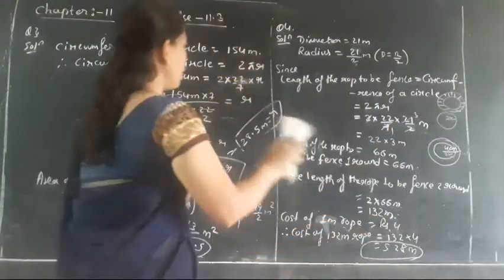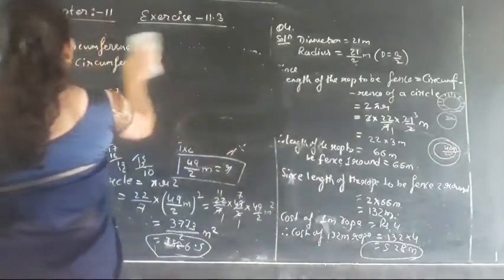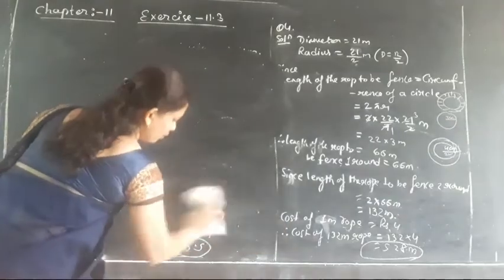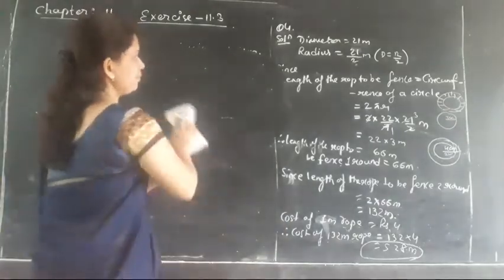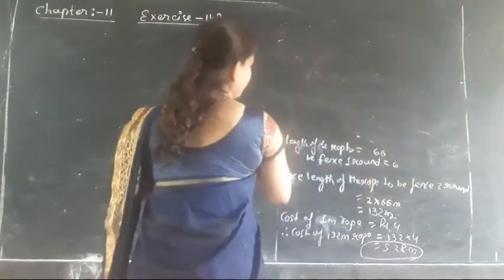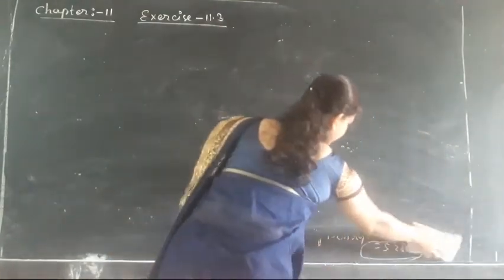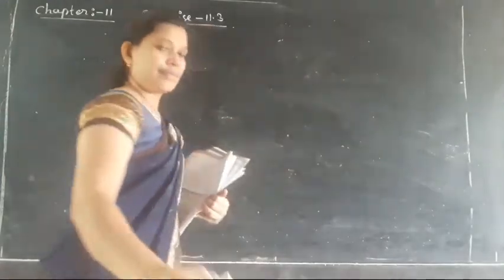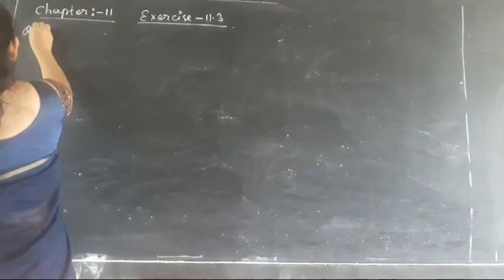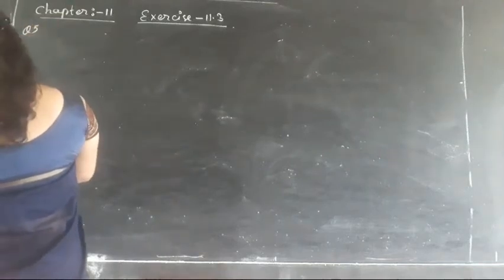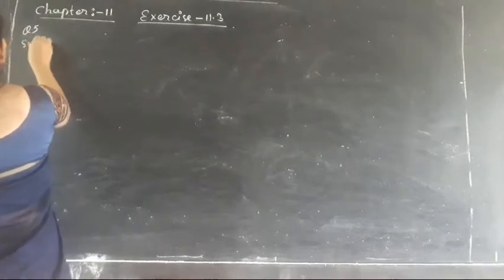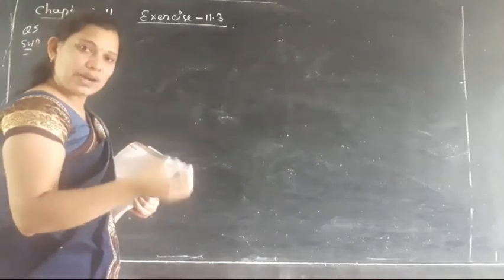Okay. Now look how to find out. It's a very easy question, students. You can also do it on your own. Okay. Now look how to do it. So first, what we are going to do? Question number 5, solution. We will consider this as inner radius and outer radius.